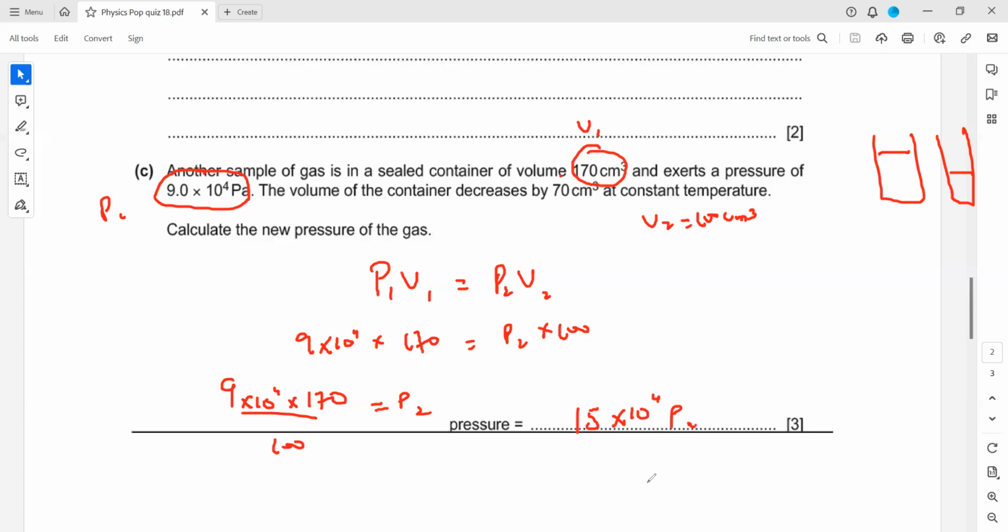So how are the marks distributed here? 1 mark is for the final answer. 1 mark is for this formula. And 1 mark is for showing that the final volume is 100. So it is important that you write a formula whenever you're solving a question.